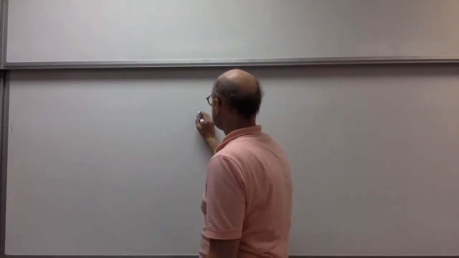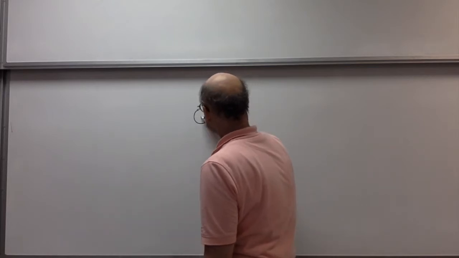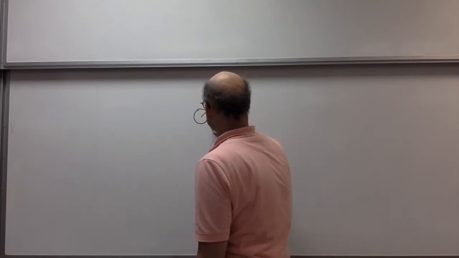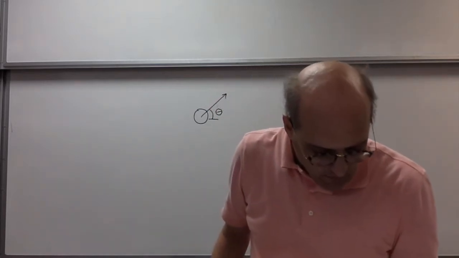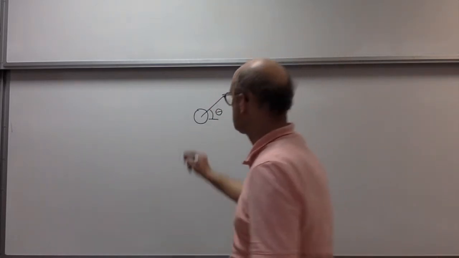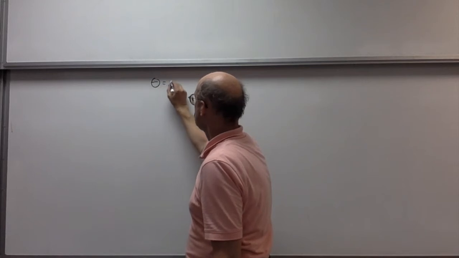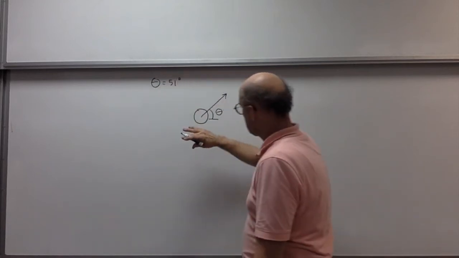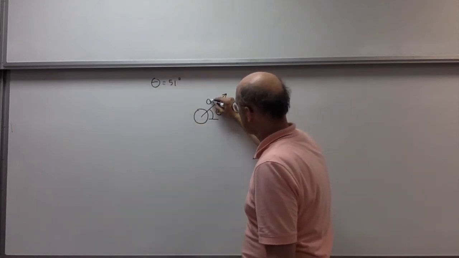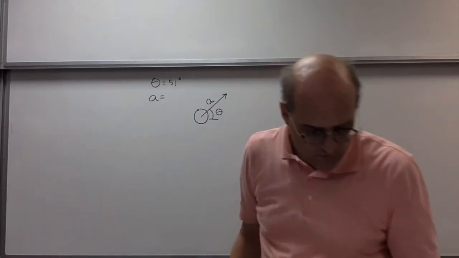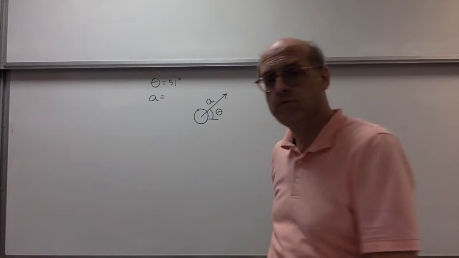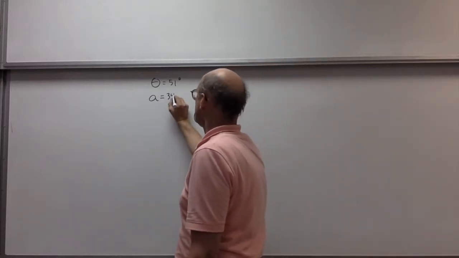So the ball is kicked and launched at an angle which is 51 degrees. So theta is 51 degrees. And that kick causes it to accelerate at this very high value of 340 meters per second squared.